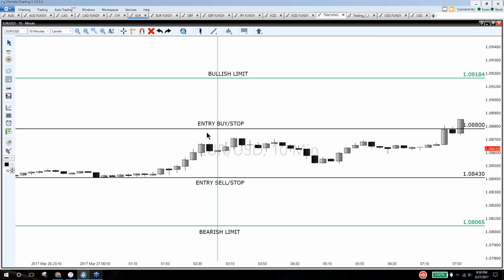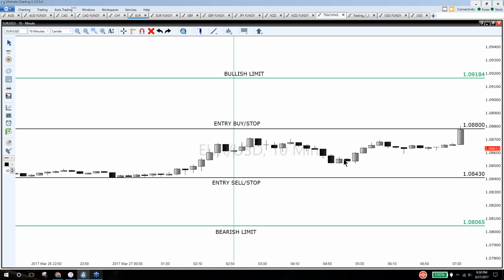So this would be a bullish entry position, which means that at the moment this got triggered back here, my entry buy is in. This is my stop loss. And I'm looking to go for the bullish limit. There is no more bearish target, right? Because the OCO would eliminate this. And this would be the position that I'm trading. Does that make sense?